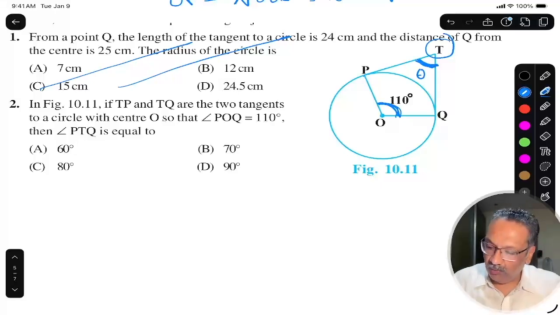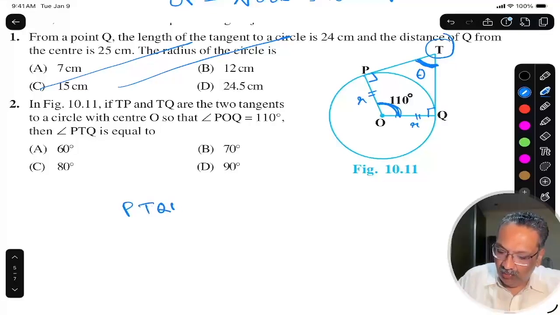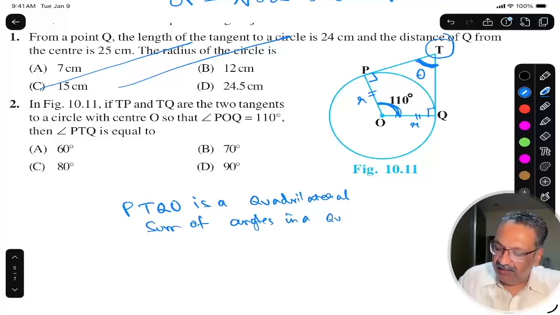Okay. Now what is OP? OP is nothing but radius. OQ is also radius. So we know that the radius to the tangent is perpendicular to the tangent at the point of contact. So P and Q are the points of contact of these tangents TP and TQ. So this angle will be 90 degrees and this angle will also be 90 degrees. Now we have PTQO as a quadrilateral. So what does quadrilateral mean? Sum of angles in a quadrilateral is equal to 360 degrees.